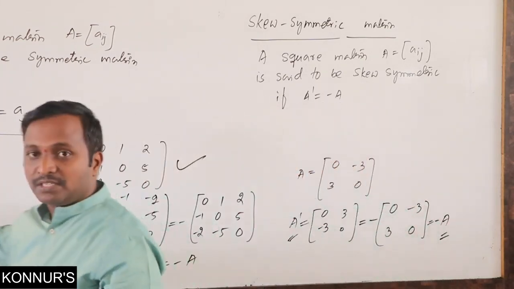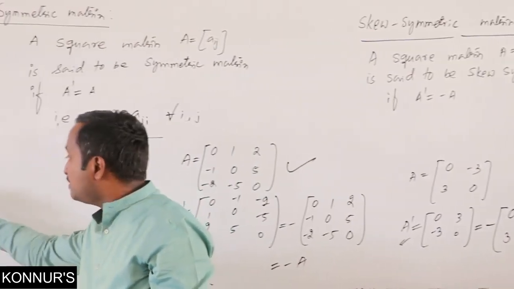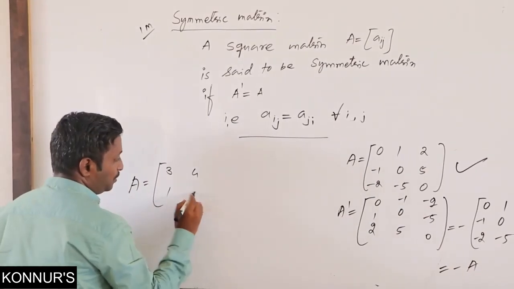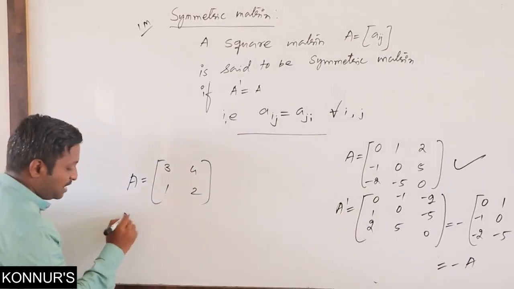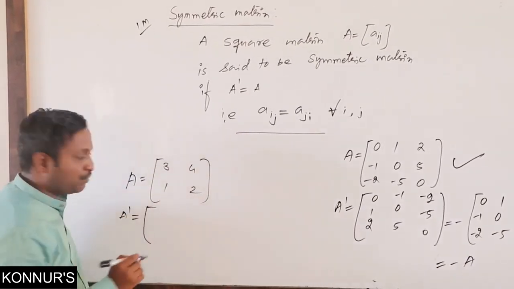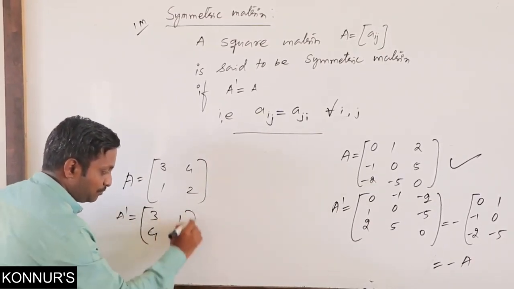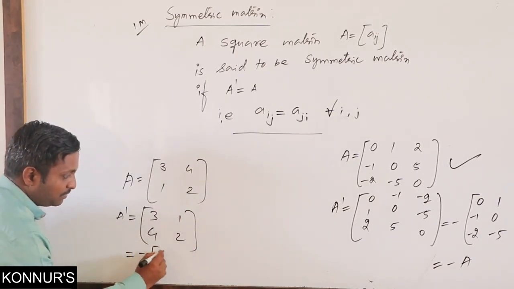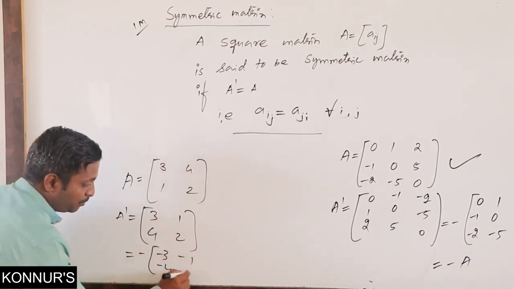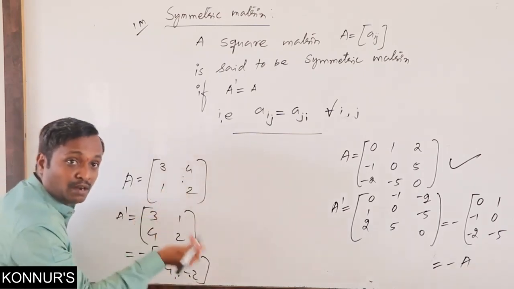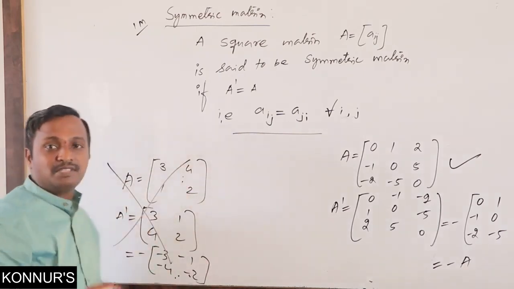If I take one more example: 3, 4, 1, 2. What happened? A dash is equal to what? 3, 1, 4, 2. Take minus common: minus 3, minus 1, minus 4, minus 2. Is it the same? No, both are not equal. Therefore, this is not skew symmetric.